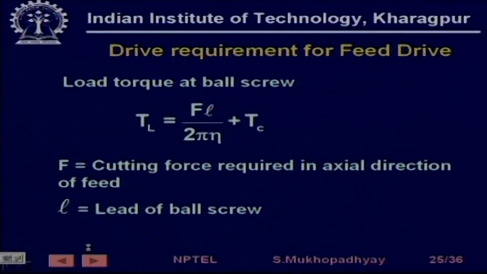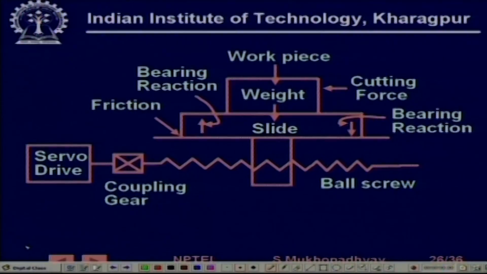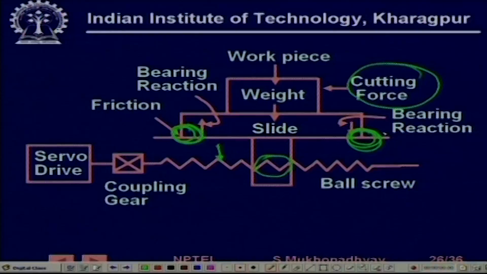Similarly, just to explain that, this is the ball screw. You have weight on the slide and you have various friction forces, number one. Number two, you have cutting force. All these forces are going to be reflected as load torque on the screw through this mechanism. So, these are the spurious load torques. Because of the weight, you have friction, you have bearing reaction, and this is the main force, which is the cutting force.